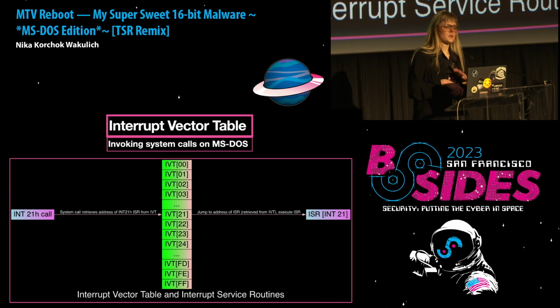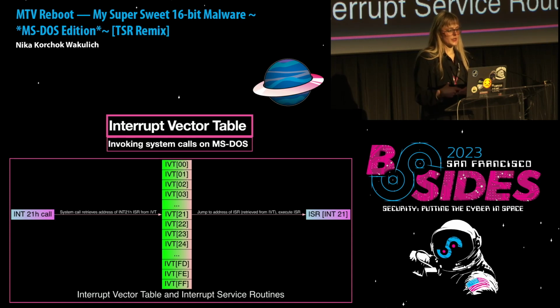Okay, so in terms of understanding how we would invoke system calls on MS-DOS, we're going to be talking about the interrupt vector table. The interrupt vector table was the precursor to the interrupt descriptor table, and it defined the addresses of all of the 256 interrupts in 8086 real mode. So how does one invoke a system call on MS-DOS? Under normal conditions, a software interrupt is triggered with a system call. The user makes a system call, for example, int 21, and the system call retrieves the address of the interrupt service routine from the corresponding entry in the interrupt vector table.